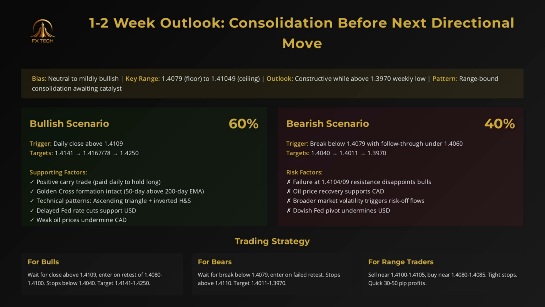Day traders should focus on buying near 1.4080 and selling near 1.4100, with tight stops of 15 to 20 pips and targets of 30 to 50 pips.